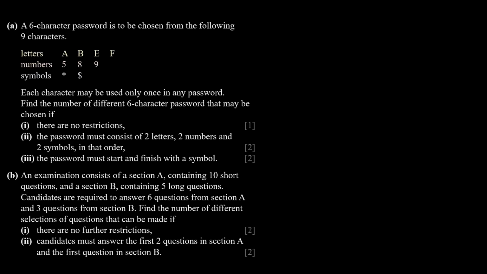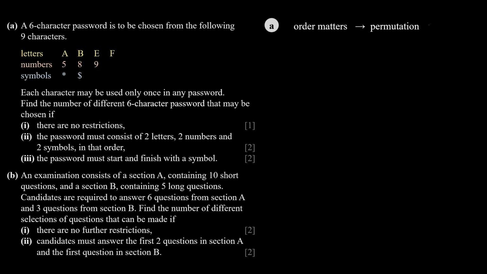We have 9 characters, which include 4 letters, 3 numbers, and 2 symbols, and we need to create a password with 6 characters. Here, the order of the characters matters because swapping 2 characters creates a completely different password. Therefore, we use permutation, which is a method to count arrangements where the order is important.